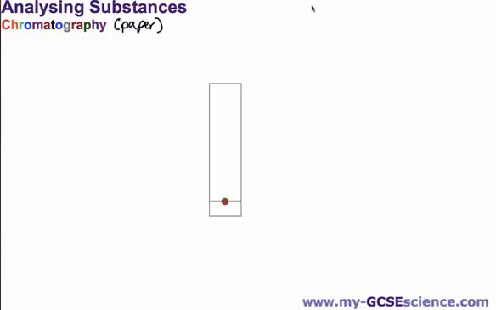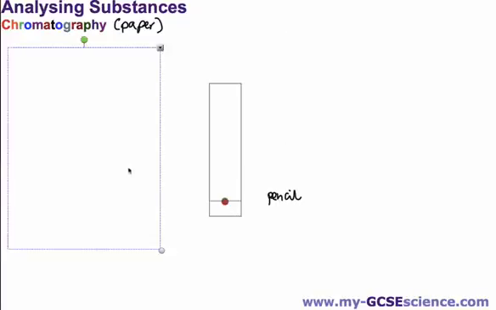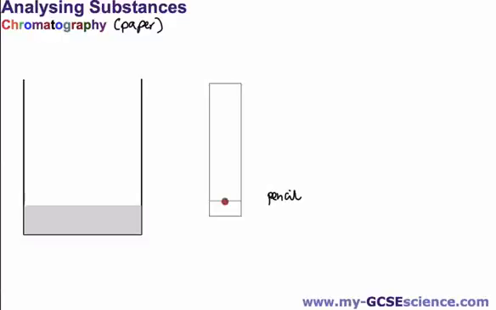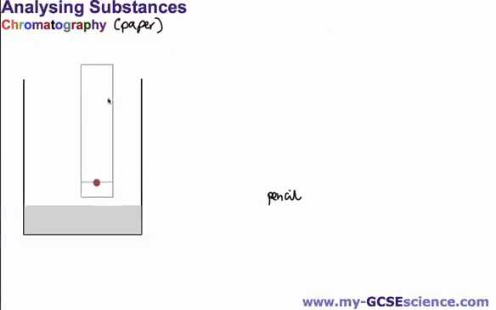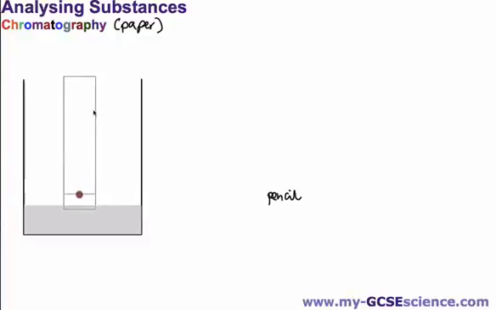And the way it works is as follows. You have a strip of paper, and on that strip of paper you put a pencil line, and on that pencil line you put a spot of your sample that you want to analyze. The next stage is to put the whole thing into a beaker that has some solvent in it. You very carefully put the end of the strip in the beaker with the solvent, making sure that you don't put the sample into the solvent. If you did, the sample would be washed away into the solvent, and you don't want that.